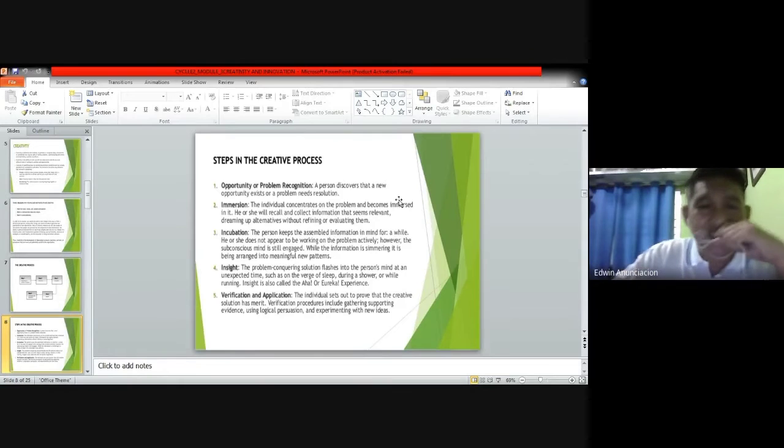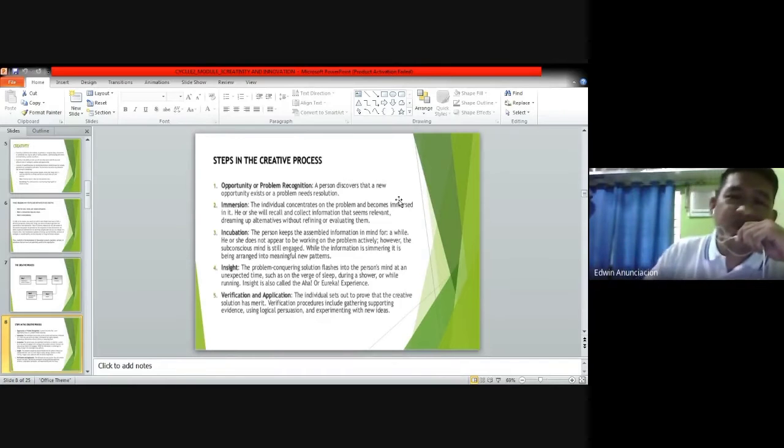And then, insights. The problem-conquering solution flashes into the person's mind at an unexpected time, such as on the verge of sleep. Yan po, no? Minsan kasi, habang natutulog ka, kasi yan ang iniisip mo bago ka matulog, minsan pati sa panaginip. And then, minsan naman po, habang nagsha-shower ka rin, yan pa rin ang laman ng isip mo. Okay? And then, verification and application.